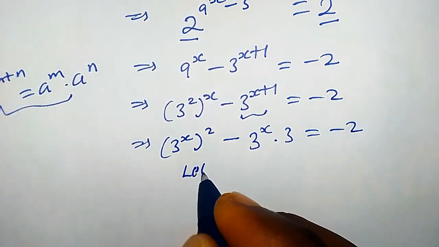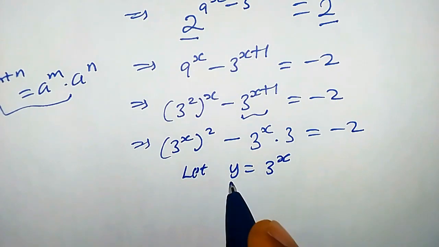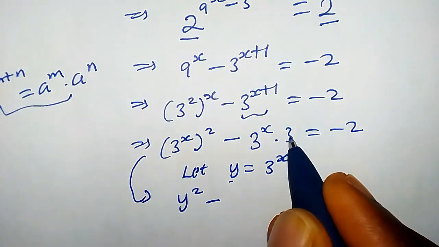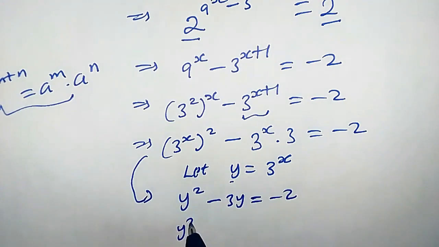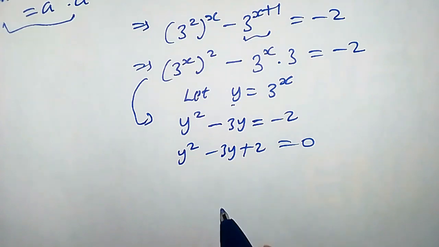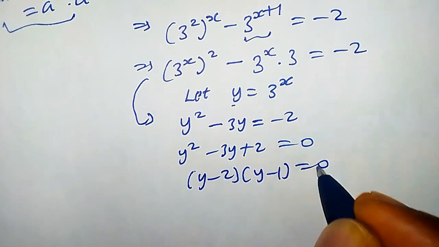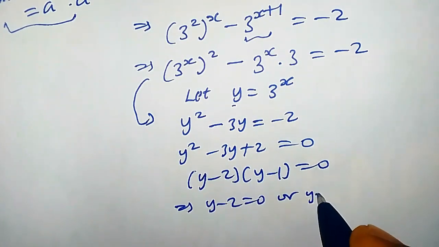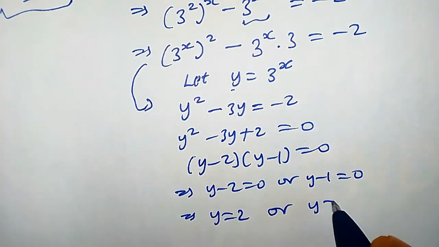Now, let y equals 3 raised to power x. Anywhere we see 3 raised to power x, we are going to replace this with y. So from here, we're going to have y squared minus 3 times y equals negative 2, which can also be written as y squared minus 3y plus 2 equals 0. If you factorize this very well, you are going to have y minus 2 times y minus 1 equals 0. So this implies that y minus 2 equals 0 or y minus 1 equals 0. So y equals 2 or y equals 1.